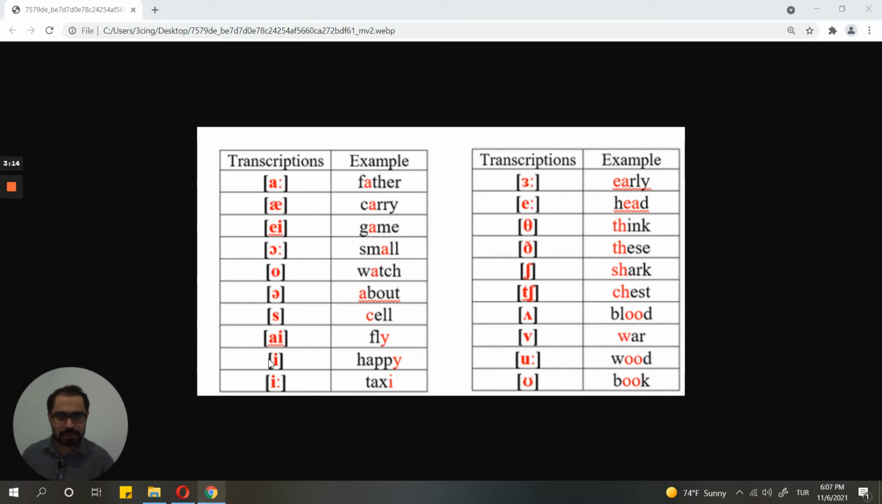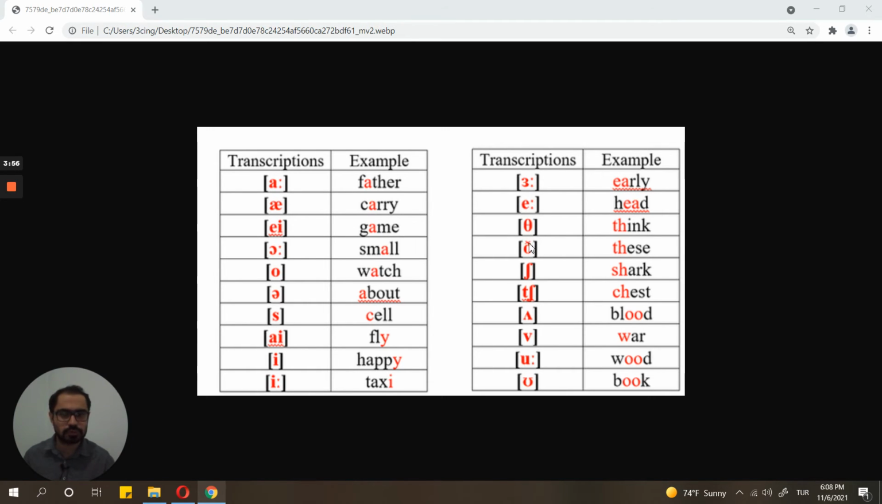Next one is e, short e, happy, puppy, floppy, and etc. And here again we have e, but this time a longer e, taxi, jacuzzi, and etc. So next one is here, like early, and as an example, earn. Next one is long, head, dead.